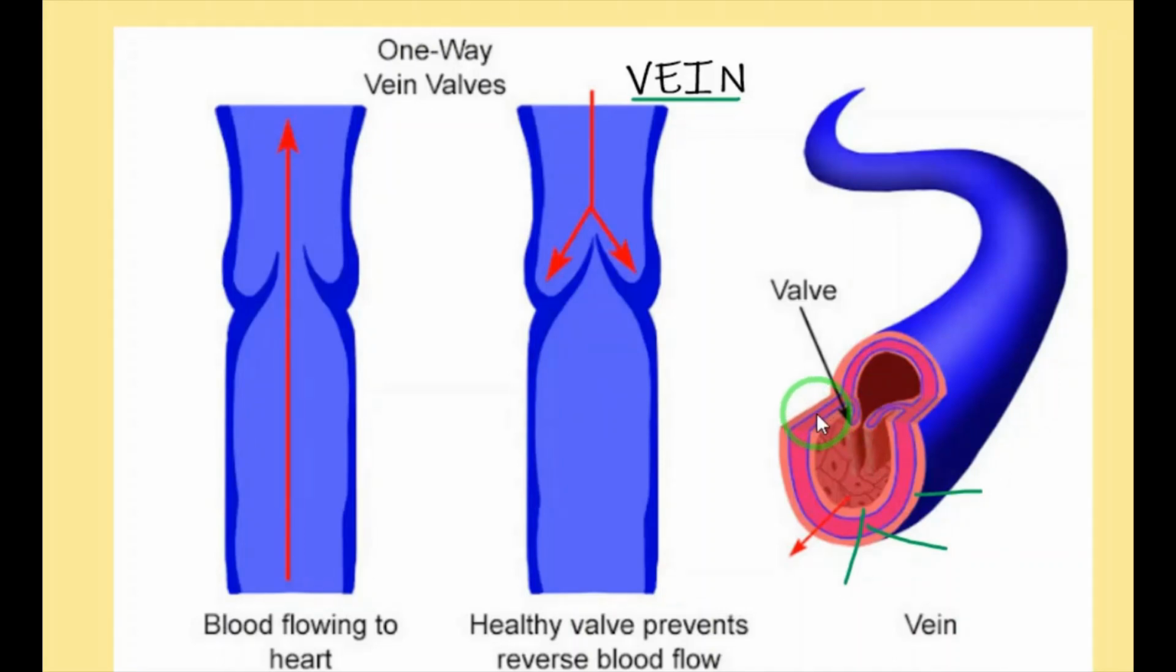Arteries carry blood away from the heart to various organs of the body. But veins transport blood to the heart from the different organs. All the veins carry deoxygenated blood. All the veins carry which blood? Deoxygenated blood. But the pulmonary vein carries oxygenated blood from the lungs to the heart. Right? All the veins carry deoxygenated blood and the pulmonary vein carries oxygenated blood from the lungs to the heart.